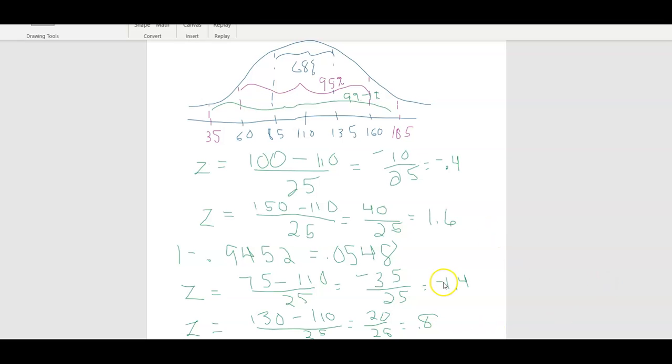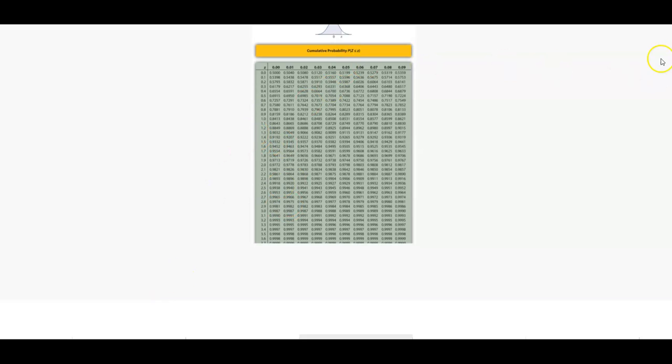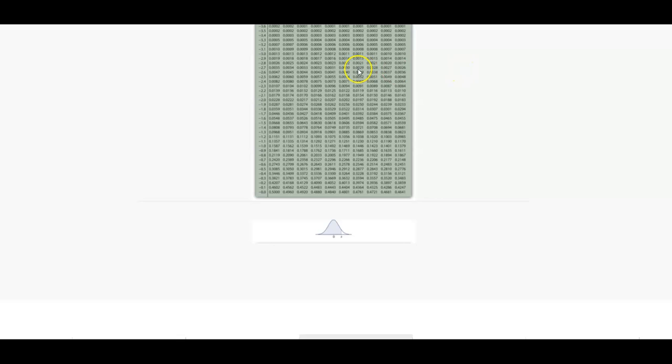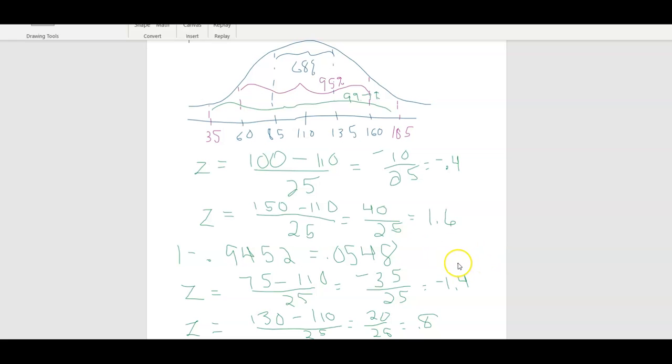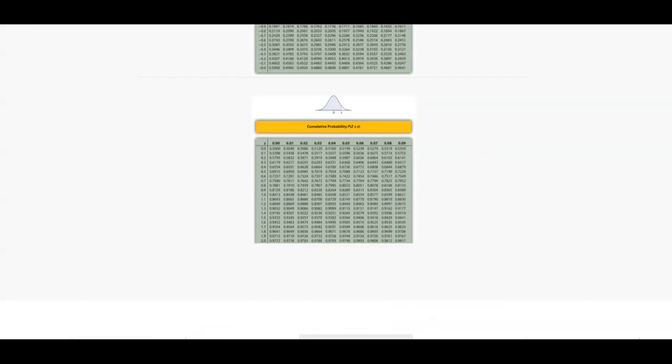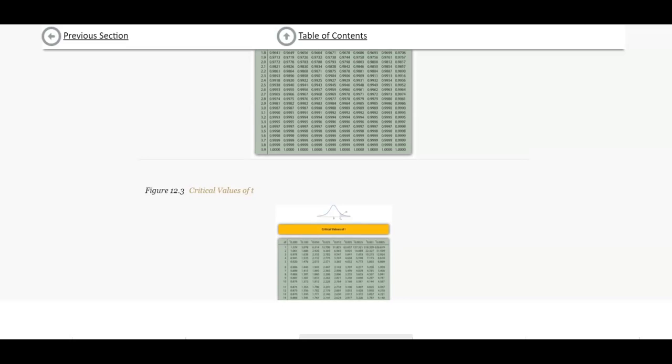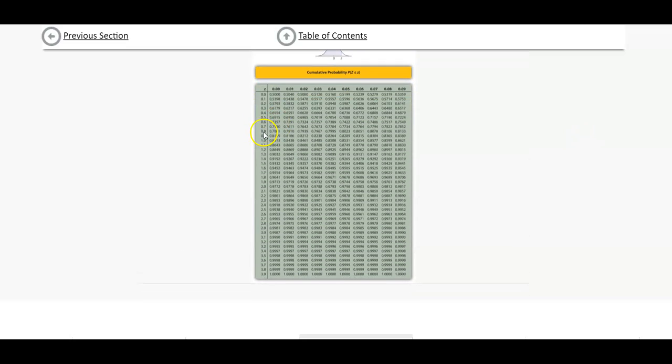So negative 1.4, going back to the table, I need to go back to the negative portion. Negative 1.4 is going to give us 0.0808. So, going back here, I'm just going to write it there for the second. 0.0808 is what this one gives us. And then let's look up the 0.8. 0.8, I'll go to the positive table. 0.8 is going to give us 0.7881.